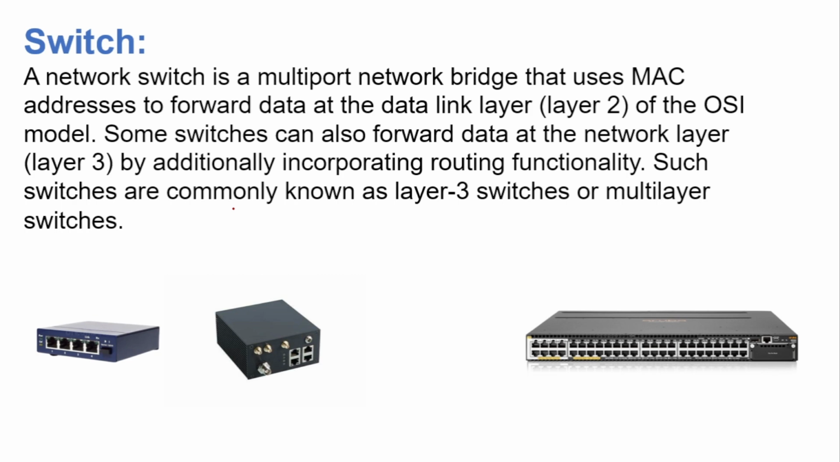A network switch is a multi-point network bridge that uses MAC addresses to forward data at the data link layer, that is, layer 2 of the OSI model. It's a large topic on its own. We'll be talking about this in our later videos.